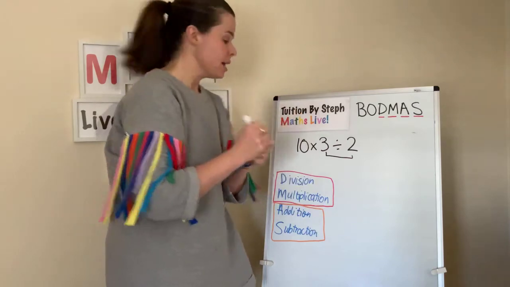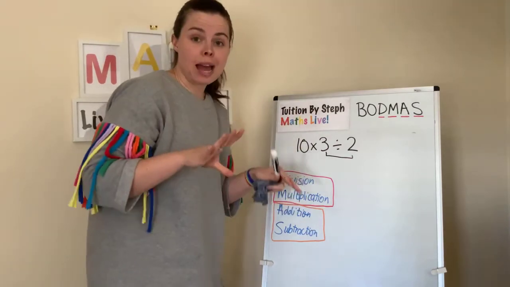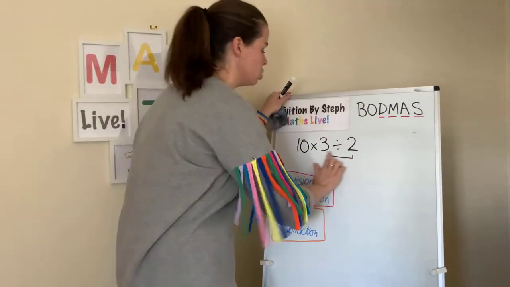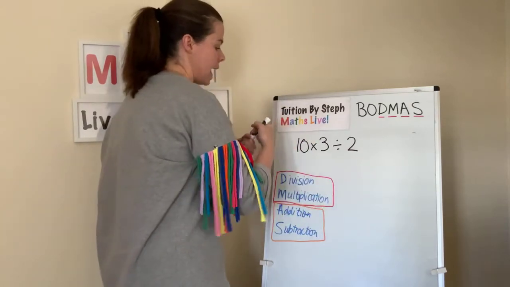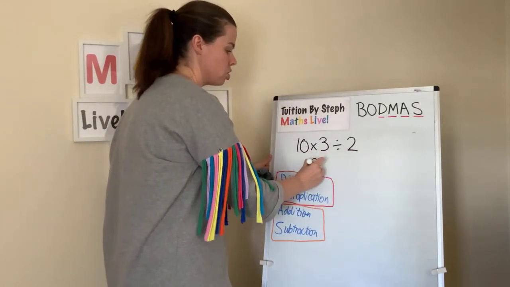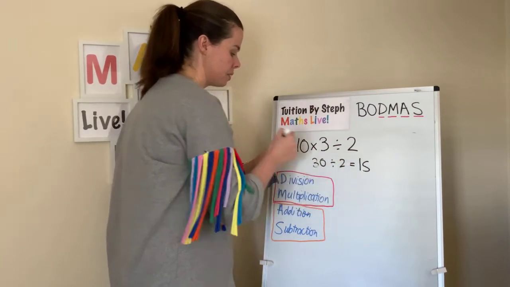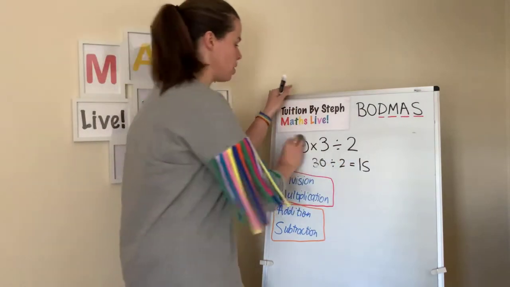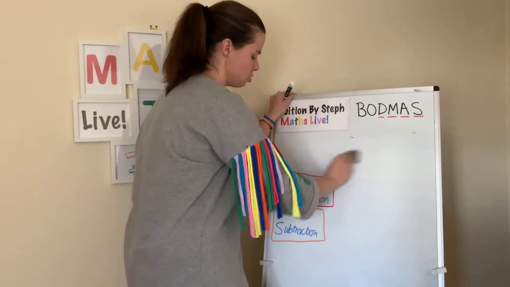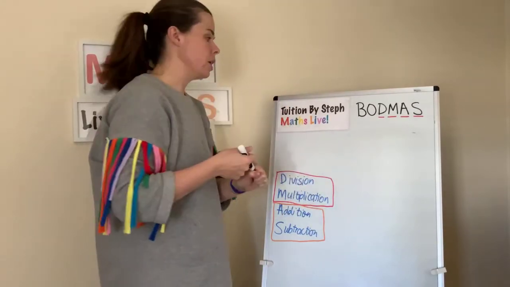But no, division and multiplication are equal, so it doesn't. You can do that in order. So you can still do 10 times by 3, which is 30, and then divide it by 2, which is 15. And it's the same with addition and subtraction. Okay, it doesn't matter what order it comes in.